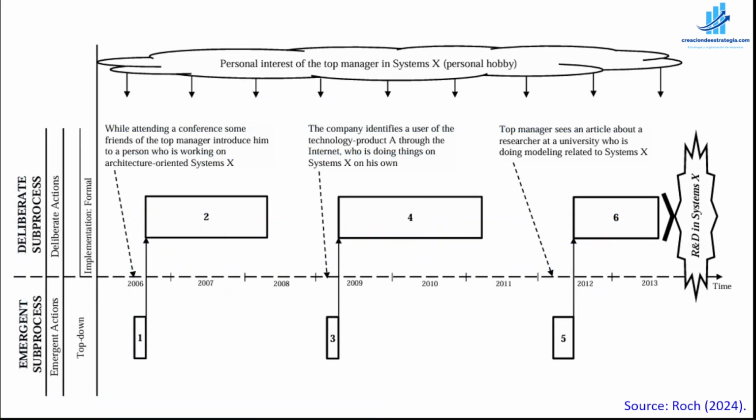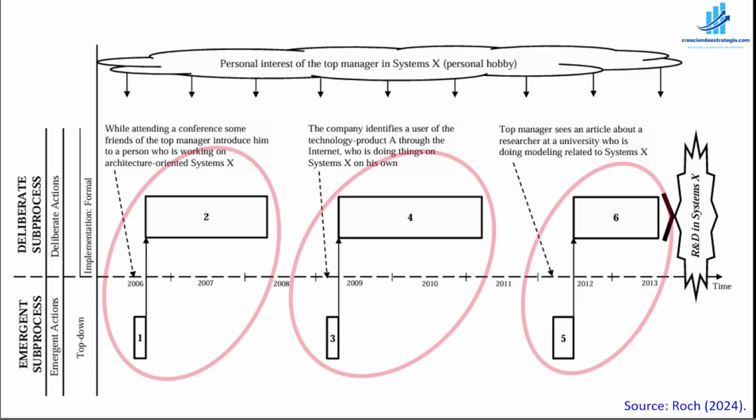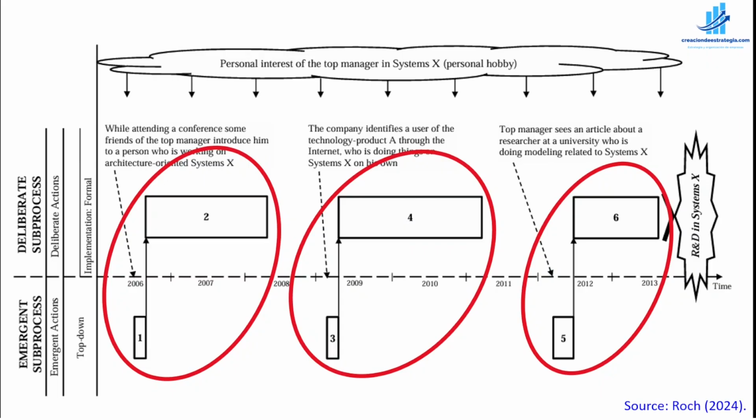In this figure, we can see an example of a strategic process that is made up of three sequences of actions that arise in an emergent way and continue to develop deliberately, all of them being framed within a personal interest of the company's top manager. The first sequence of actions is made up of actions 1 and 2. The second sequence of actions is made up of actions 3 and 4, and the third and last sequence of actions is made up of actions 5 and 6.